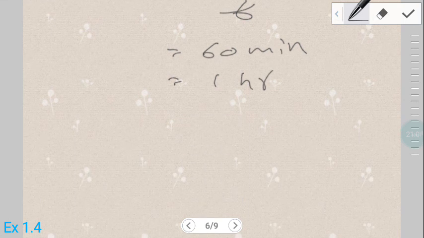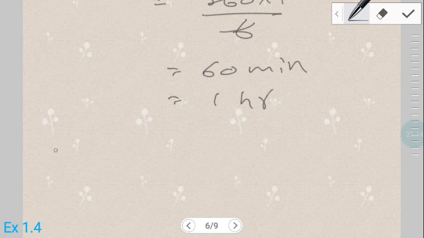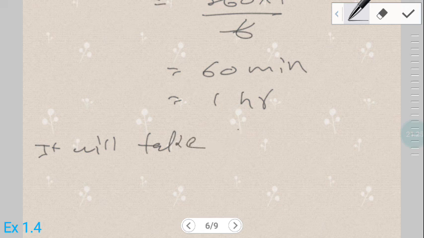to reach the required distance. That means it will take 1 hour to reach.